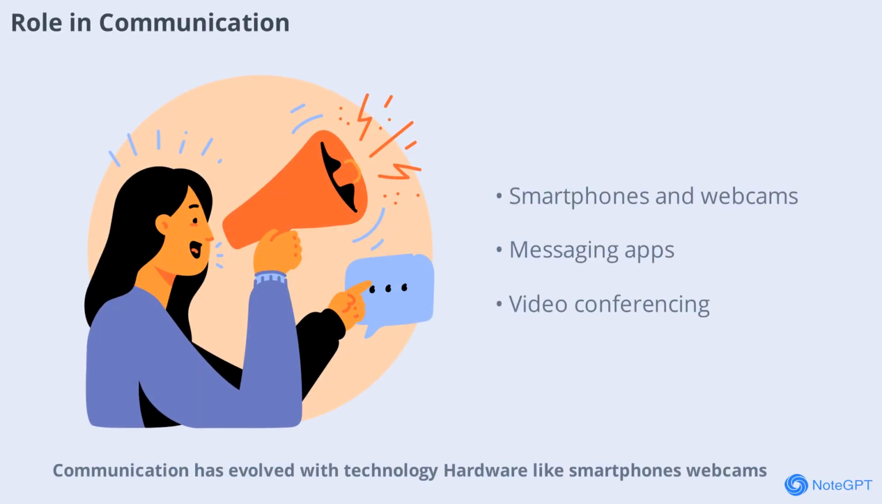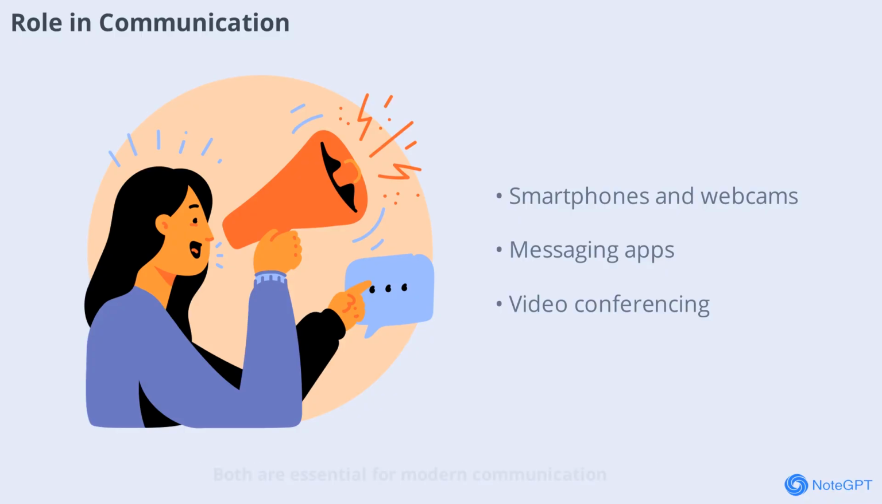Communication has evolved with technology. Hardware like smartphones, webcams, and microphones enable voice and video calls, while software like messaging apps, email clients, and video conferencing platforms make staying connected easy and efficient. Both are essential for modern communication.